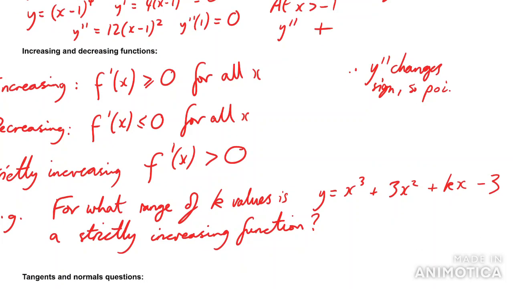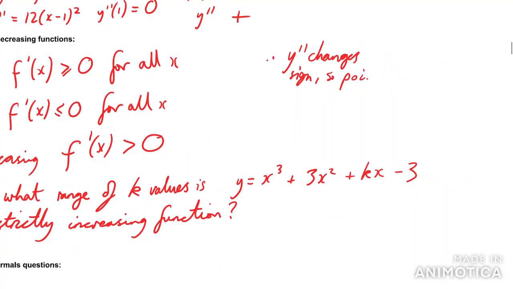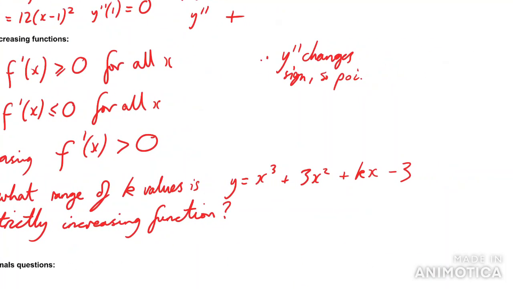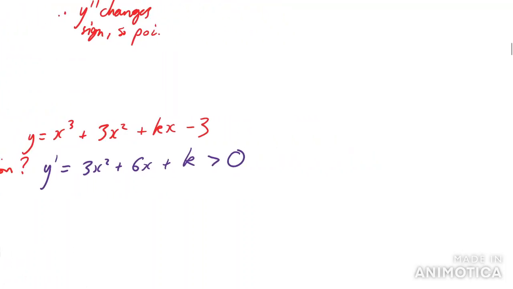Well, it may look a bit confusing, but what do we say for strictly increasing? Well, we need f dash x to be greater than 0 for all x. So let's find what f dash of x is, or in other words, y dash. Y dash is going to be 3x squared plus 6x plus k. And we need this to be greater than 0 for all values of x, so let's have a think about what that looks like.